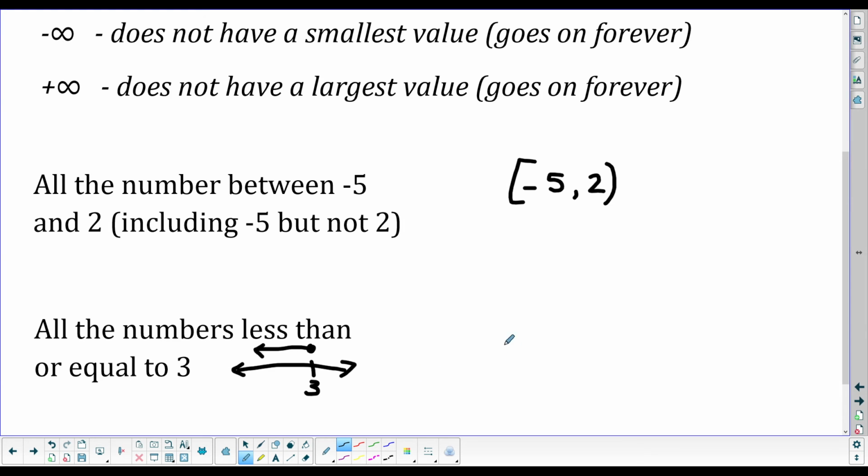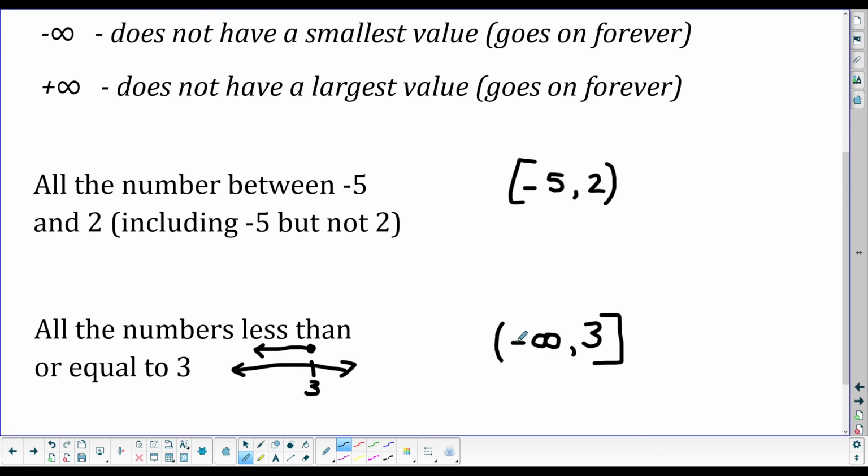Okay, so the smallest number, well, there is no smallest number. It keeps going forever to the left. So we say that's negative infinity on the left side. On the right side, it stops right here at the +3. So my right side is +3. It can be equal to 3, so I'll put a square bracket on that. And whenever we use an infinity sign, we're always going to use a round bracket with that.